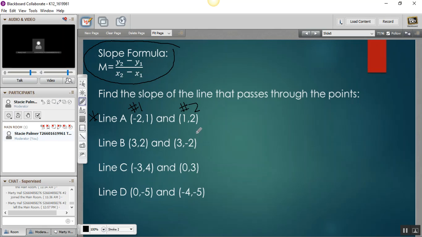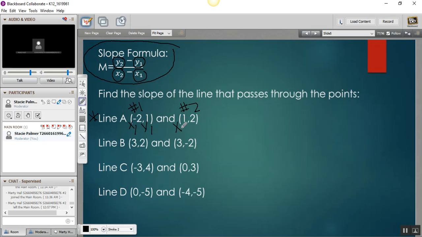Because if we want to use the slope formula, we have to take y from our second point minus the y from the first point. That's going to be our change in y. Then we have to take the x from the second point minus the x from the first point. That's going to be our change in x. So here we go. Let's go ahead and label these points. This is the x from our first point. This is the y from our first point.